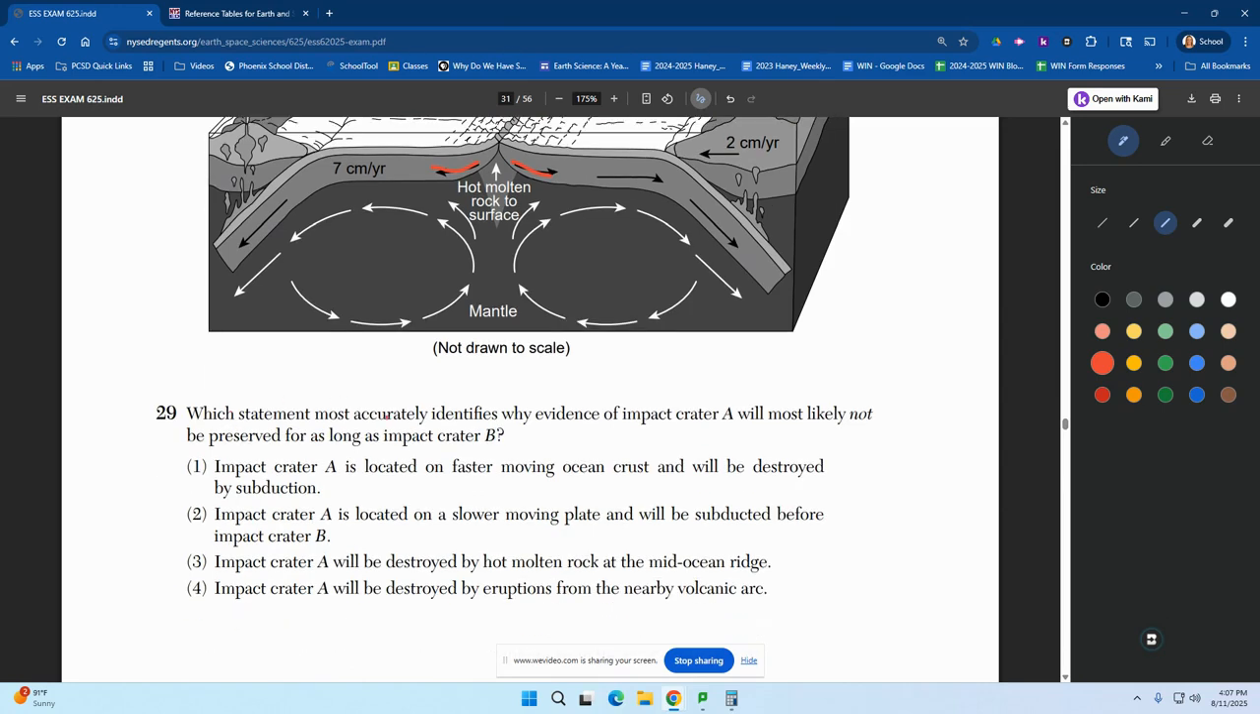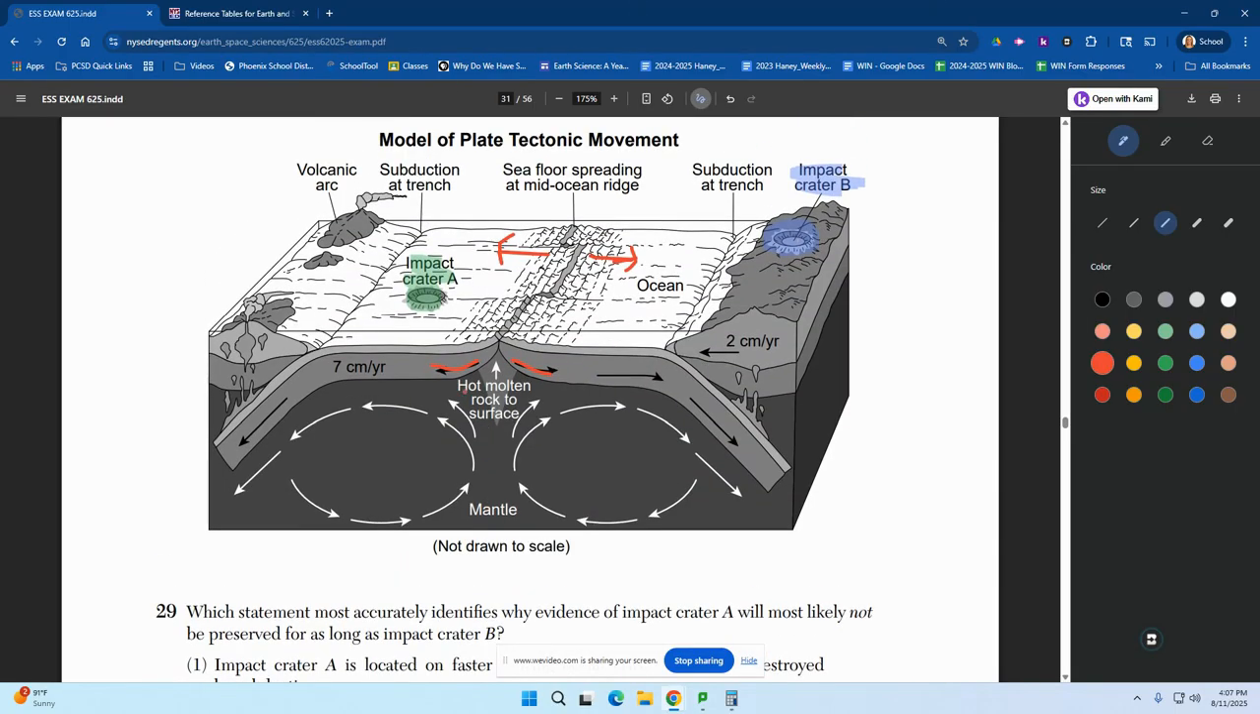It says, which statement most accurately identifies why evidence of impact crater A will most likely not be preserved for as long as impact crater B. So we have to think about what's happening to the crust. So here we have a trench where subduction is happening. So if we look, we can see that over time, this crust that impact crater A is located on is going to be sucked underneath this crust over here. So this is going to be sucked in and destroyed. Whereas impact crater B, this crust is overriding. So this crust is going over the ocean floor, and therefore it is not being destroyed by subduction.